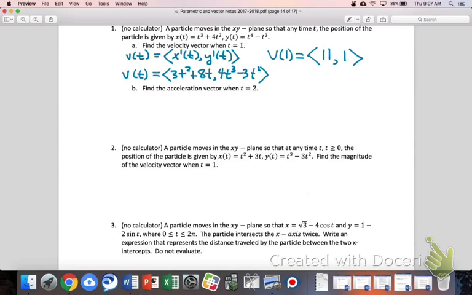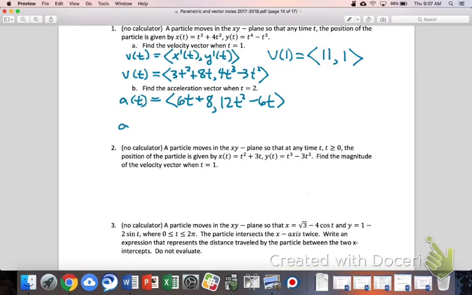Anybody else? Okay. And then B, find the acceleration vector for when t equals 2. Isn't this just another level of a derivative? This is all stuff you've done in the past. We're just doing it in 2 dimensions instead of 1 dimension. So we would say a of t is equal to 6t plus 8, comma, 12t squared minus 6t.